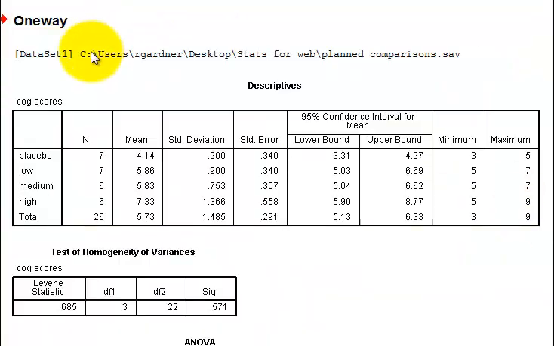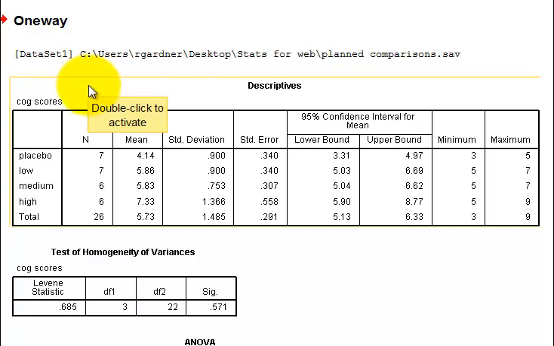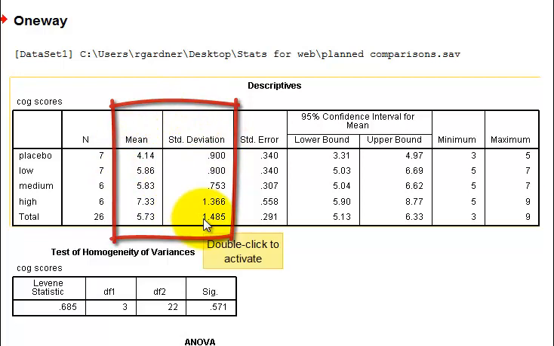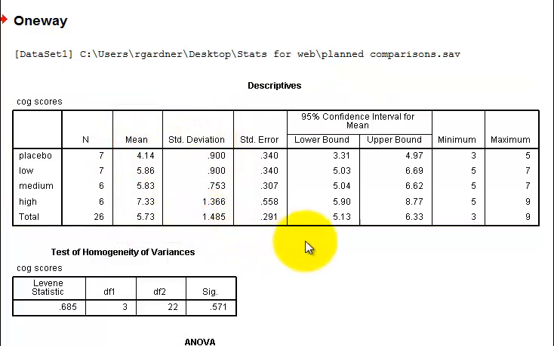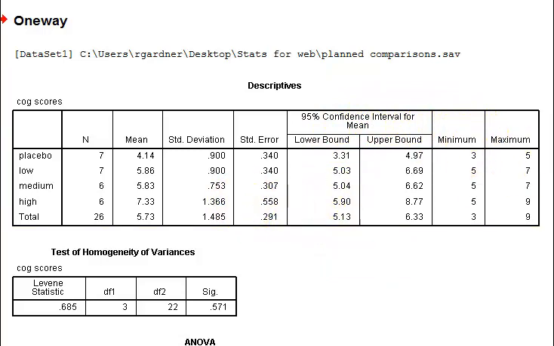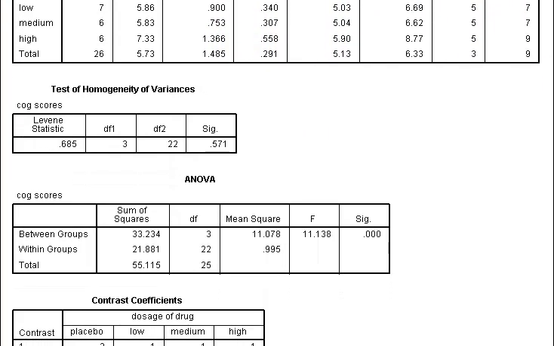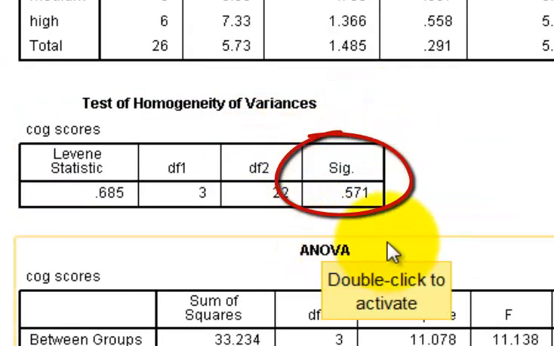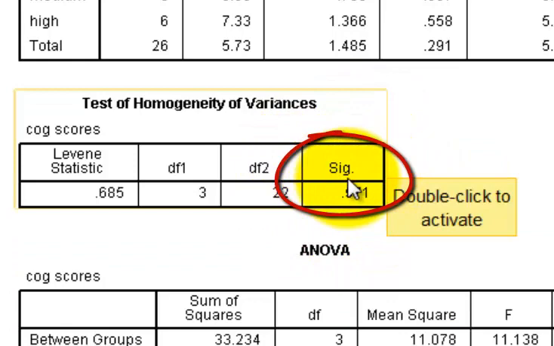Interpretation time. So the first box from your one-way ANOVA from planned comparisons is your descriptive statistics. So it shows you the mean COG scores of each of the groups, your standard deviations. Remember, this is the data you need to put into your APA formatting. And it gives you confidence interval. You really don't need it, and a minimum and a maximum. Here is your test for homogeneity of variance, the Levene's test. It has not been violated. Remember, if this sig number was less than 0.05, then you would have trouble, but you were good to go.